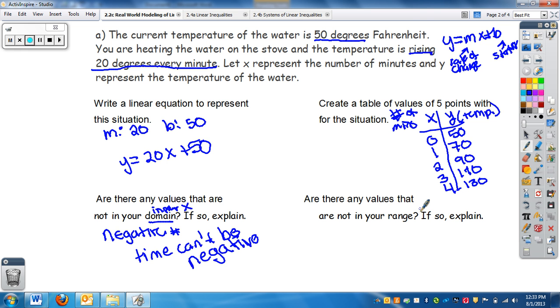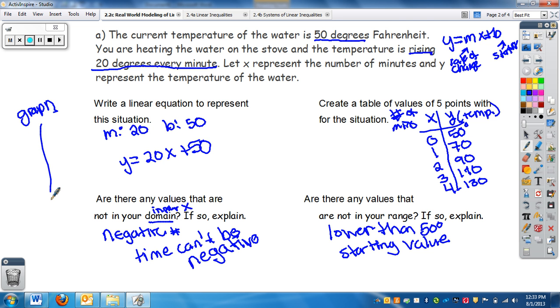Are there any values that are not in your range? If you take a look here, we have 50 degrees as our lowest, and then it goes up. So we can't be lower than 50 degrees because that is the starting value. What I don't have on here is the graph, and keep in mind, if you do graph it, you should label what each axis is, and then you might have to change your scale in a given situation.